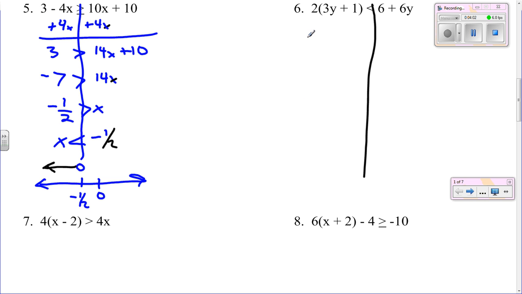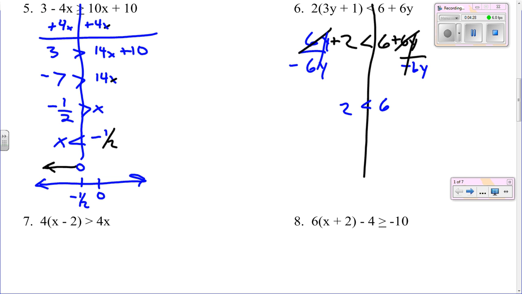Number 6, distribute the 2. So 6y plus 2 is less than 6 plus 6y. I see the positive 6y on both of them, so I can cancel them out. Or you can actually subtract it over. Minus 6y, minus 6y, and that's going to cancel it out. If you cancel them out right away, it just saves you a step. So it's 2 is less than 6. When is 2 less than 6? All the time. So it's going to be all real numbers.